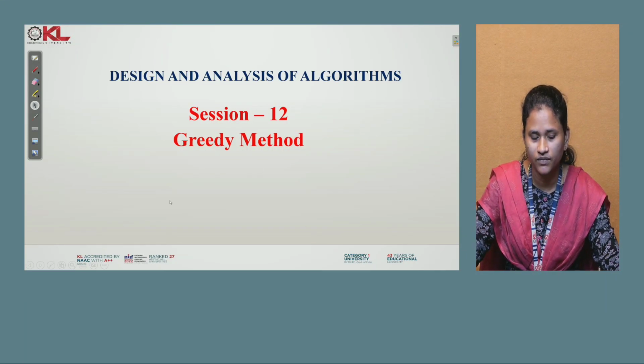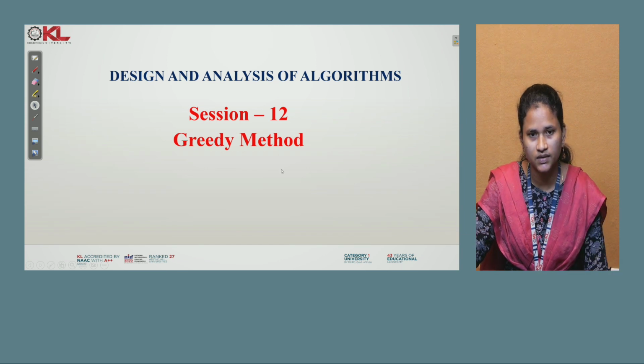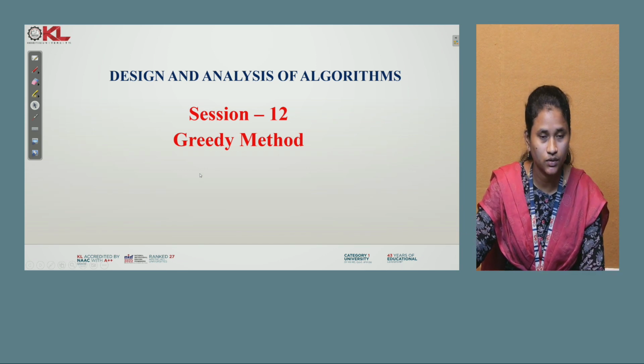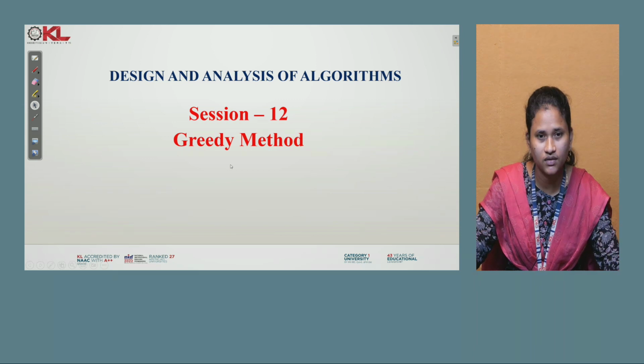Good morning to all. Today we are going to discuss the second part of CO2. We have already covered the greedy method. We have covered divide and conquer. Under divide and conquer, we have covered quicksort, merge sort, and Strassen's matrix multiplication. That is the first part of CO2. And now we are going to discuss the second part of CO2.